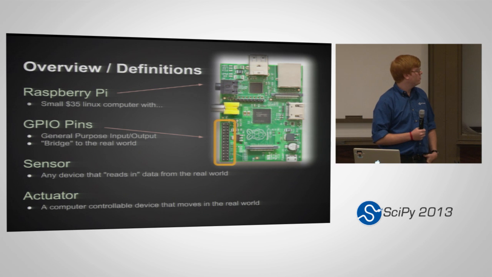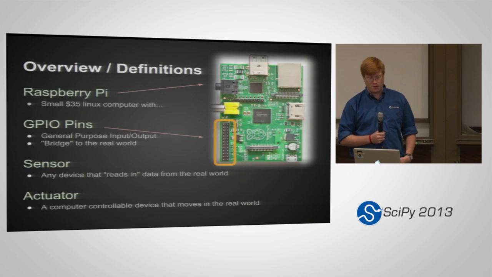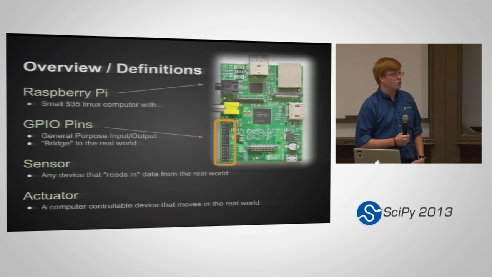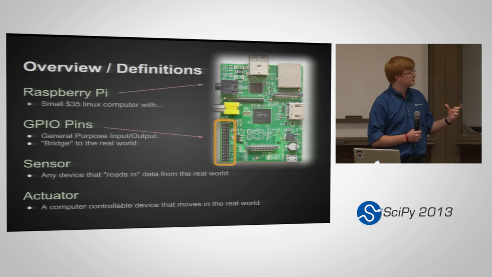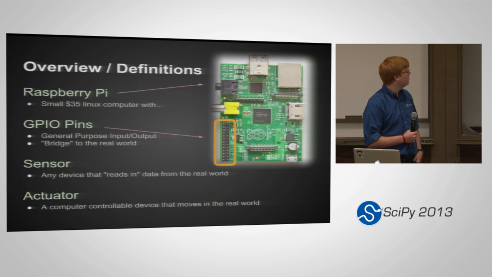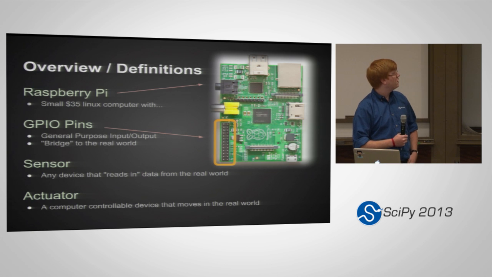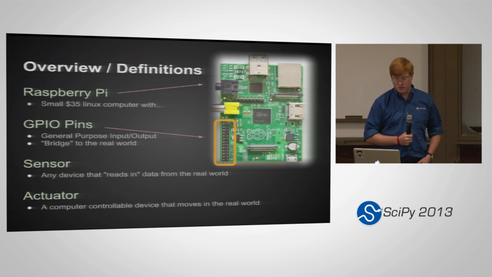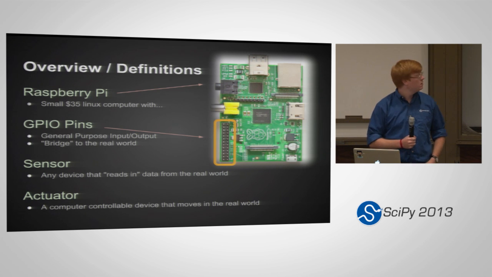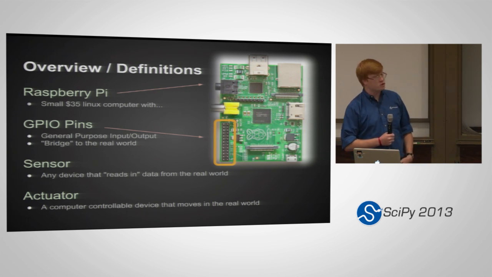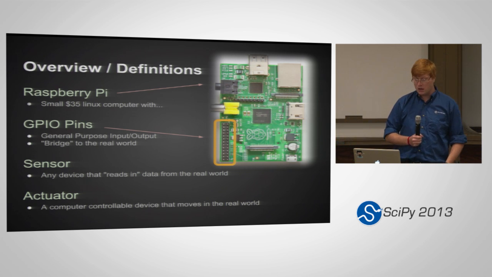So here's an overview of some of the topics that I'm going to be covering. Basically, this is all enabled by the Raspberry Pi. If you haven't heard of it, it's a small credit card-sized Linux computer that costs only $35. It has the typical things you would expect on a computer, video out, audio out, 2 USB ports, Ethernet, and it has HDMI out. But what makes it truly special, I think, are these GPIO pins that I've highlighted. That stands for General Purpose Input Output.